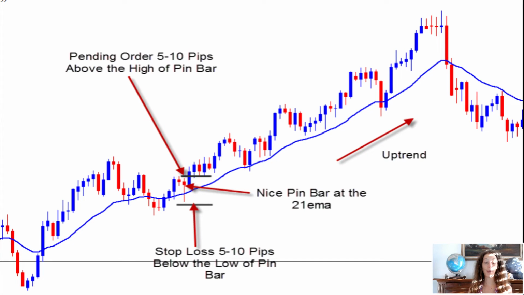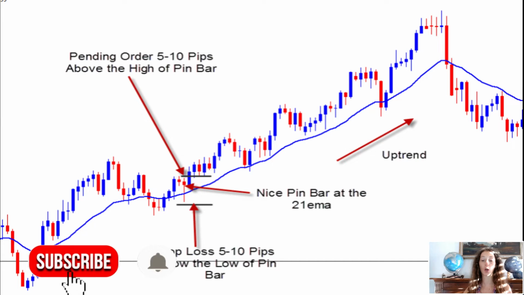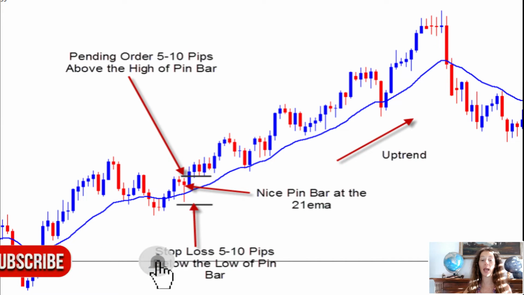Sell: the pin bar finds resistance in a downtrend at the 21 EMA. Place a pending order 5 to 10 pips below the low of the pin bar. Place a stop loss 5 to 10 pips above the high of the pin bar. If entry is not triggered within 3 to 5 candles, delete the pending order and wait for the next signal.